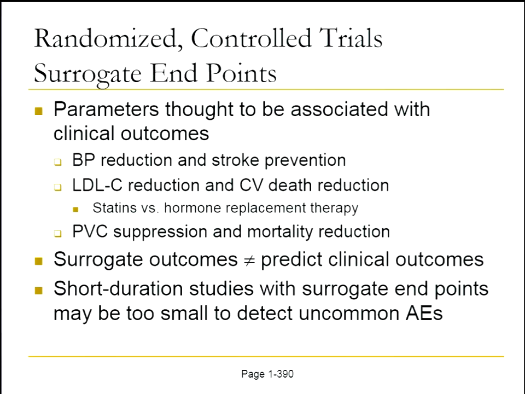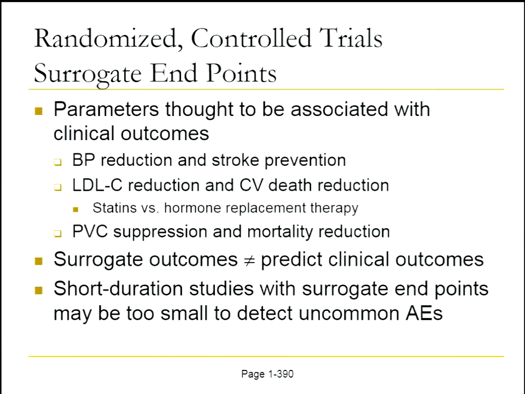Surrogate endpoints present some different problems, and I want to highlight just a couple of surrogate endpoints and the potential importance to understanding what these things actually mean and how we use them in our interpretation of clinical trials. So we don't give blood pressure lowering medications to lower blood pressure, right? We give them to prevent stroke and mortality. We don't give LDL lowering agents to reduce LDL. We give them to reduce cardiovascular death.